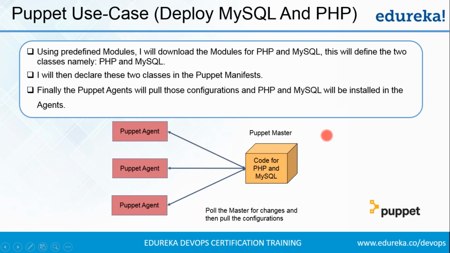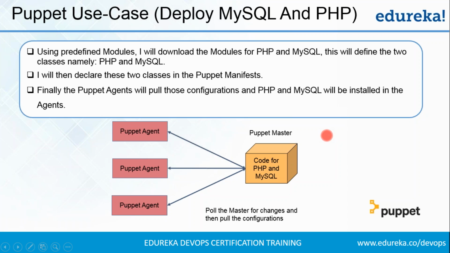Whatever class you have defined, you need to declare those classes. I'll tell you what manifest modules are, so you don't need to worry about that. I'm just giving you a general overview of what we are going to do in today's session. So you just need to declare those two classes, that is PHP and MySQL, and finally just deploy that onto the nodes. It is that simple, guys.